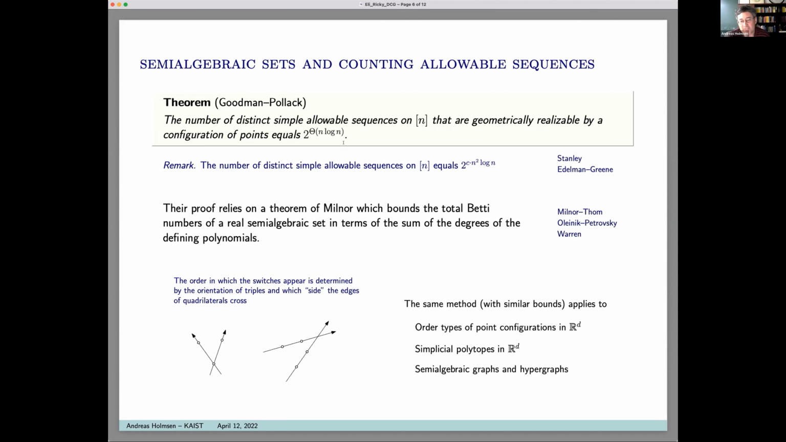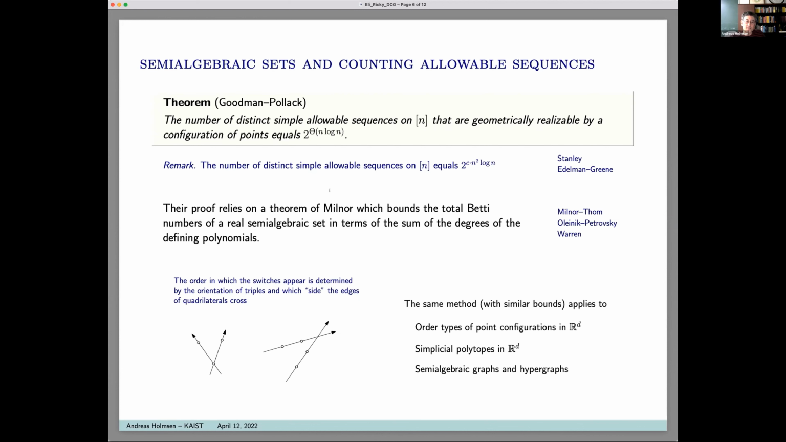When they discovered this, it was quite a surprise, because they already knew that there were far more allowable sequences than this number. In fact, it follows from results of Stanley and Edelman-Greene that the number of distinct simple allowable sequences on n elements is of the order 2 to the n squared log n. That is far more than the amount that are realizable by a point configuration. So this was at first quite a surprise to them, and it shows that this permutation model, the allowable sequences, is a far more general object.